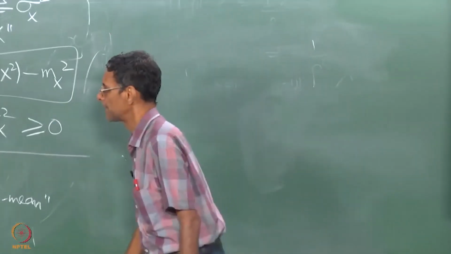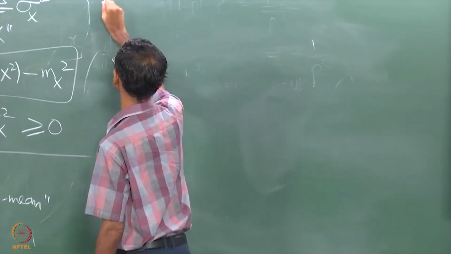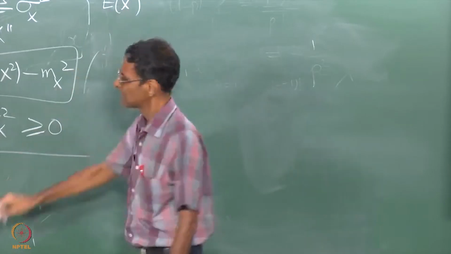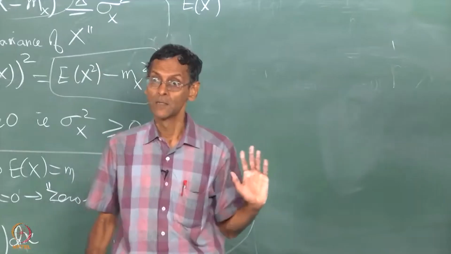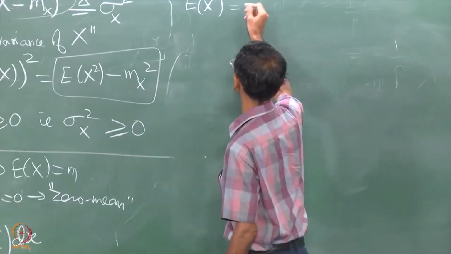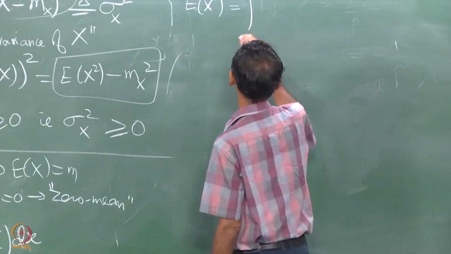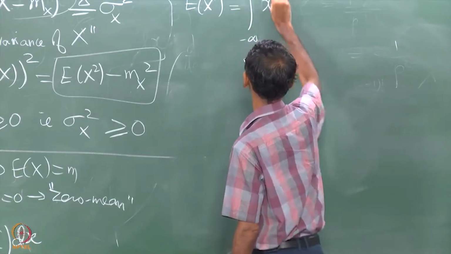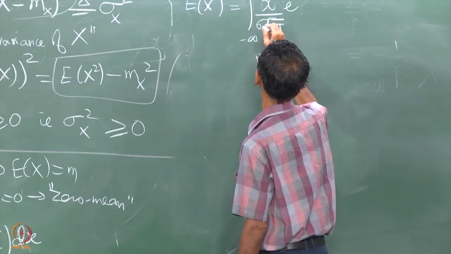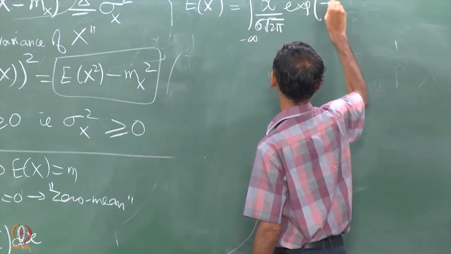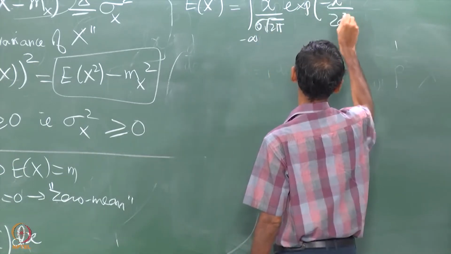Just one step. So I am going to look at the integral for E of x squared. This is not the variance or anything, I am just simply finding E of x squared, that is all. Okay. So I have E of x squared equal to the integral from minus infinity to infinity of x squared times x by sigma root 2 pi e to the power minus x squared by 2 sigma squared.